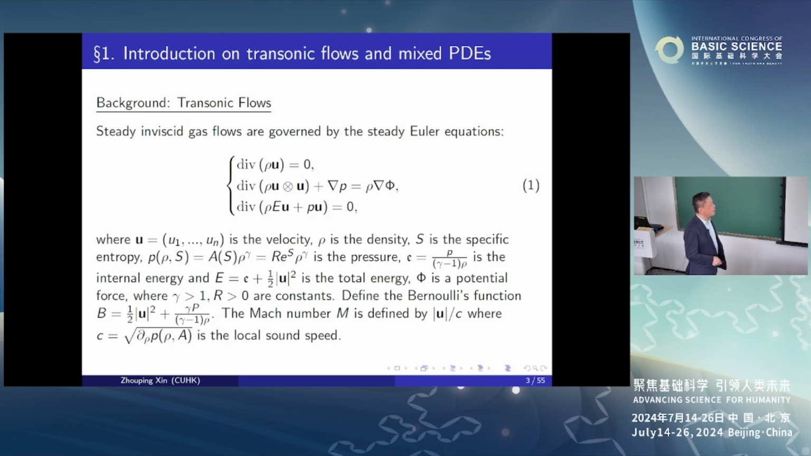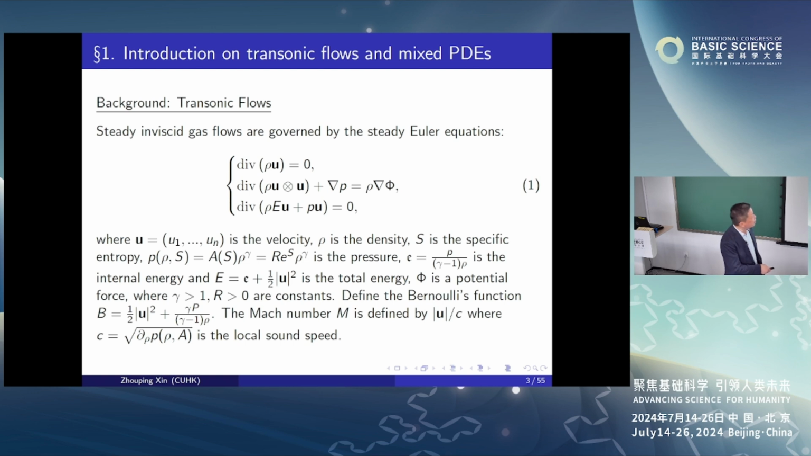And there is a dimensionless quantity called the Mach number. Mach number is defined to be the ratio of the speed of the fluid over the local sound speed. Local sound speed is given by this. Given the pressure equilibrium states, you compute the local sound speed. You differentiate the pressure with respect to density and take a square root. That's the local sound speed. So the Mach number is the ratio of your real fluid speed over the local sound speed.